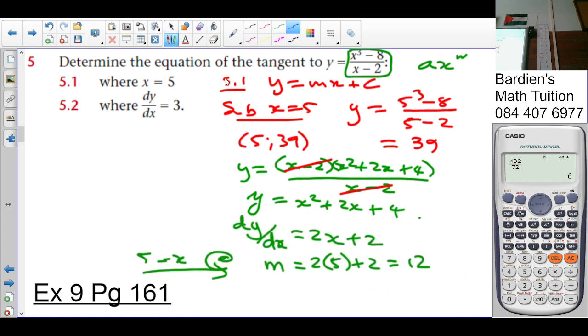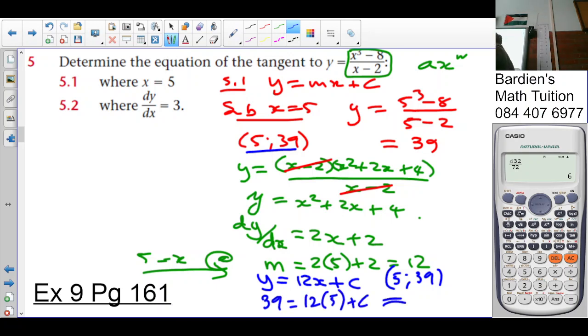So this now goes in here, no? It's this right here. y is then equal to 12x plus c. So how do I calculate c? We substitute the point that's lying on this graph, which is 5 and 39. So I say 39 is equal to 12 times 5, which is 60, plus c, which implies c is going to be negative 21. So that's the equation of the tangent: y is equal to 12x minus 21.